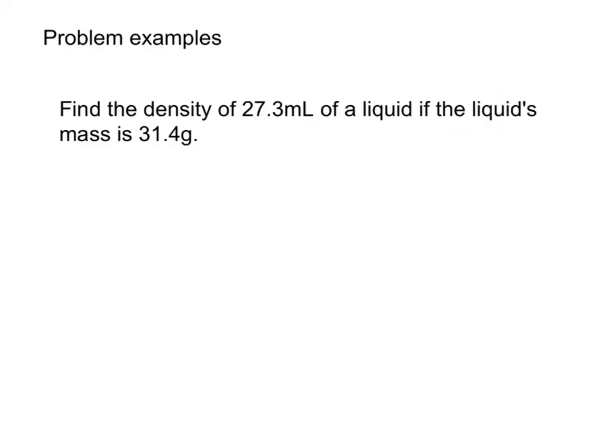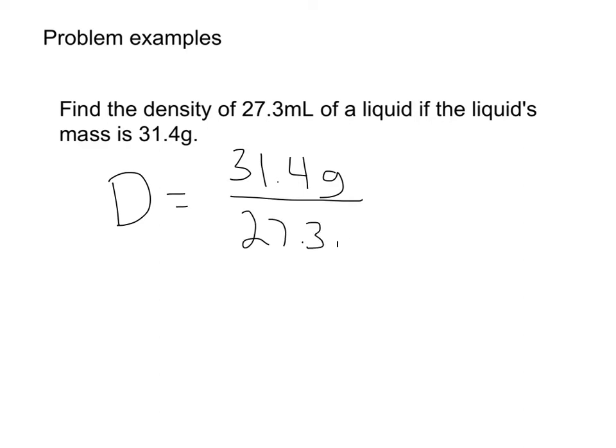Okay, so here's a basic problem. We're asked to find the density if we have 27.3 milliliters of a liquid and the liquid's mass is 31.4 grams. So on the top is the mass, 31.4 grams, and the bottom would be 27.3 milliliters. Okay, so let me punch this in the calculator here. 31.4 divided by 27.3. All right, here's the answer. 1.150183115. 1.150 grams per milliliter.